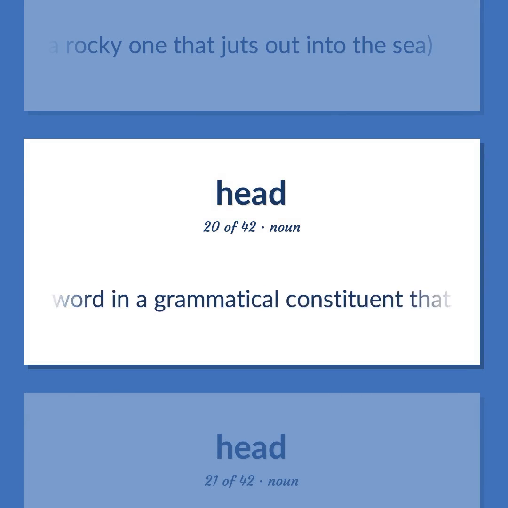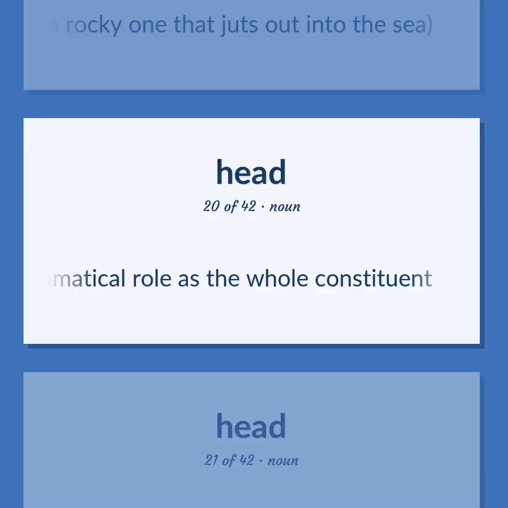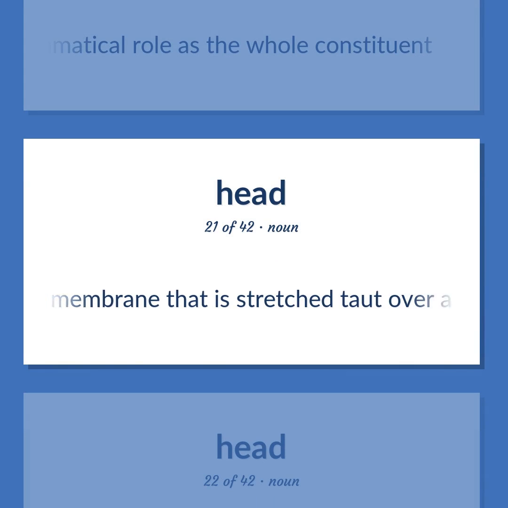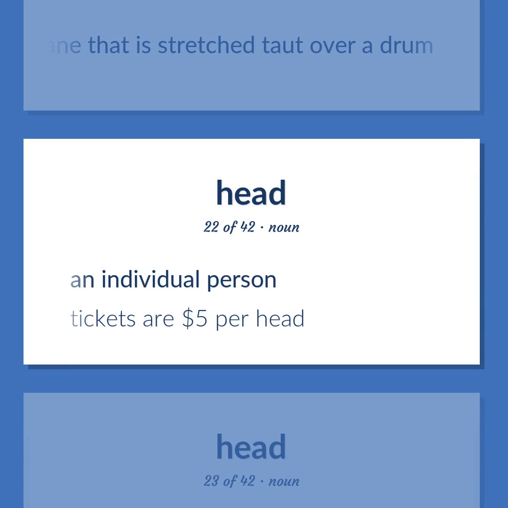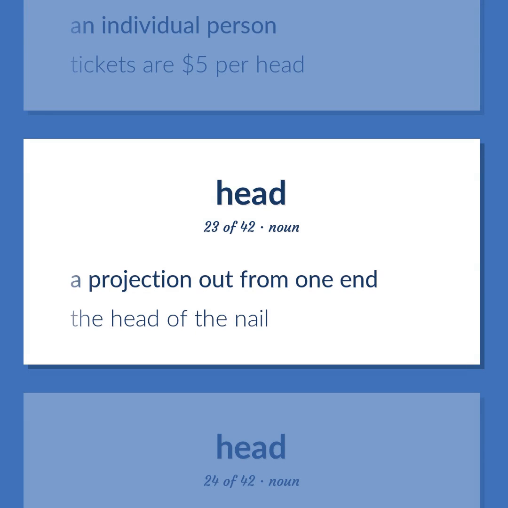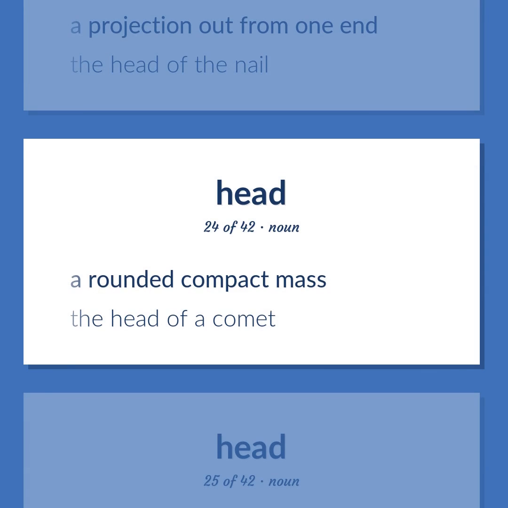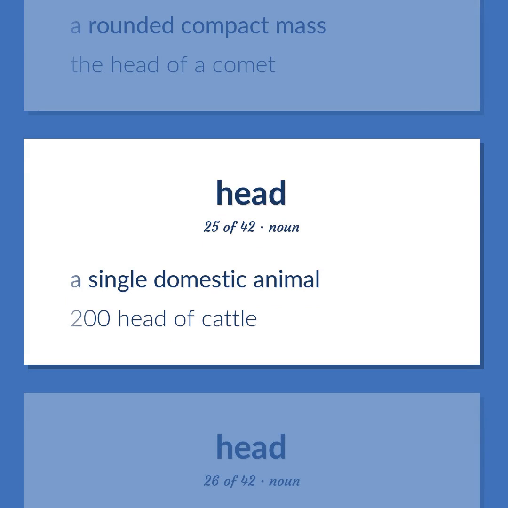Grammar, the word in a grammatical constituent that plays the same grammatical role as the whole constituent. A membrane that is stretched taut over a drum. An individual person. Tickets are $5 per head. A projection out from one end. The head of the nail. A rounded compact mass. The head of a comet. A single domestic animal. 200 head of cattle.